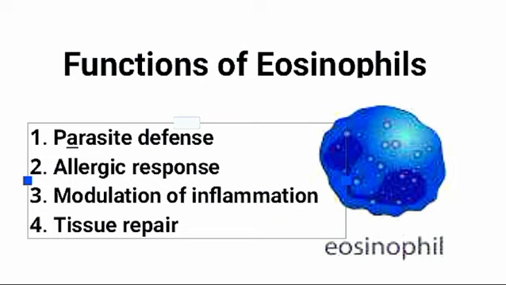The second function is the allergic response. Eosinophils participate in allergic reactions by releasing histamines and other mediators, contributing to inflammation and tissue damage. The third function is modulation of inflammation. Eosinophils can secrete cytokines that regulate inflammation, influencing the balance between pro-inflammatory and anti-inflammatory signals.